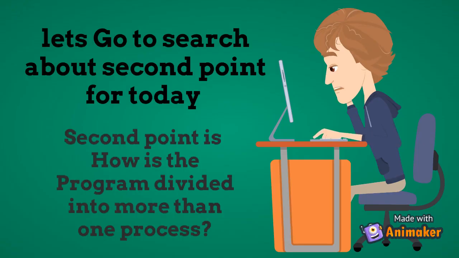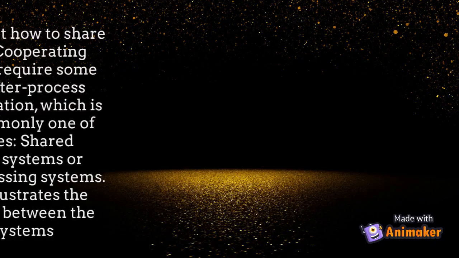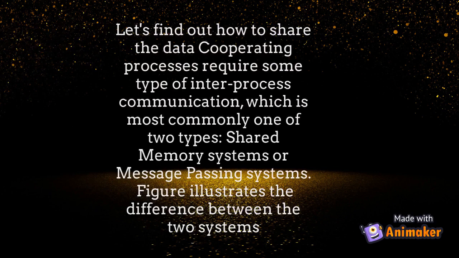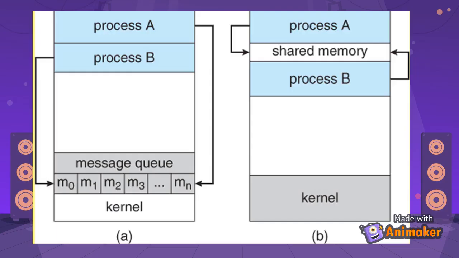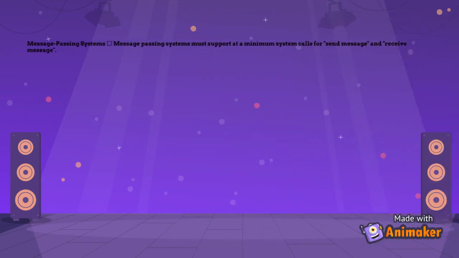Let's go to search about the second point for today. The second point is: how is the program divided into more than one process? Let's find out how to share the data. Cooperating processes require some type of inter-process communication, which is most commonly one of two types: shared memory systems or message passing systems. The figure illustrates the difference between the two systems. Shared memory is faster once it is set up.